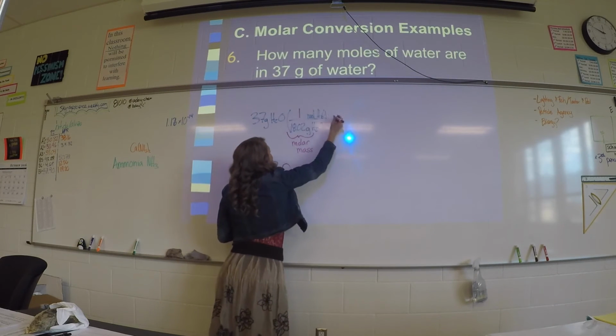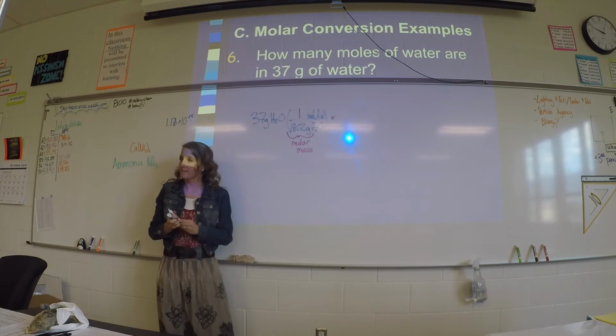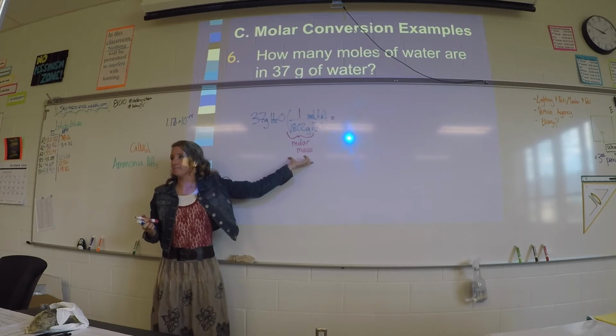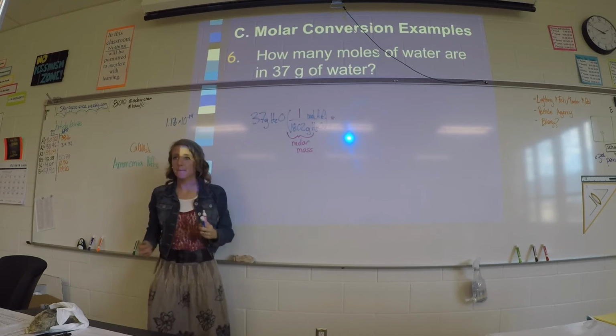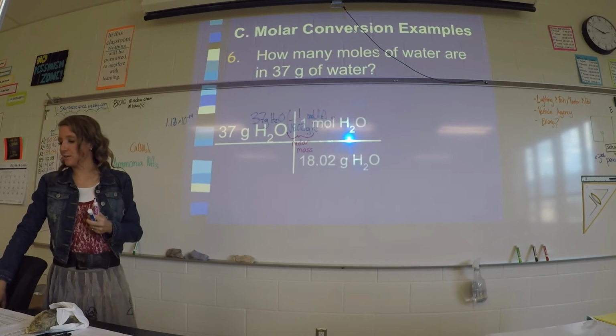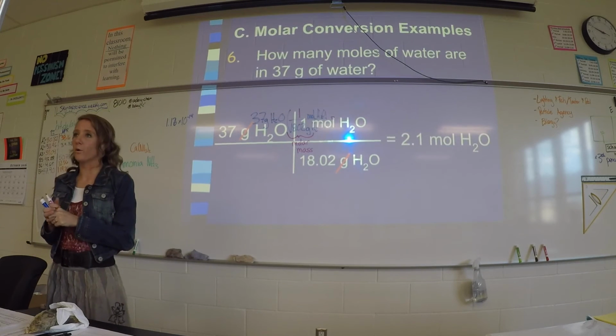Okay? Would it be 1 mole? Because we solved it up here. So that's the molar mass when we added up the mass of water. That's where it came from. All right. After math, you should get a final answer of 2.1 moles of water.